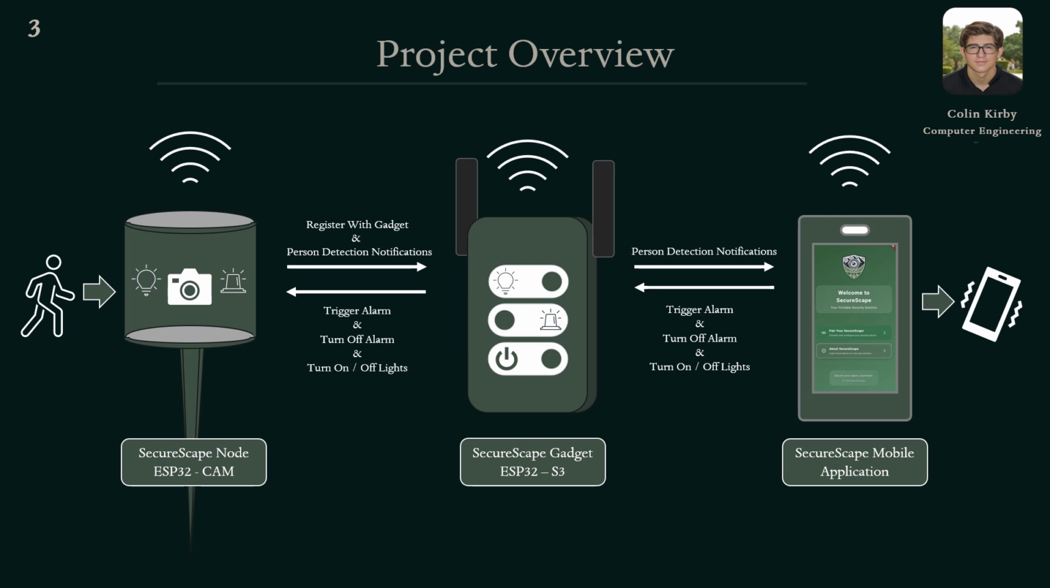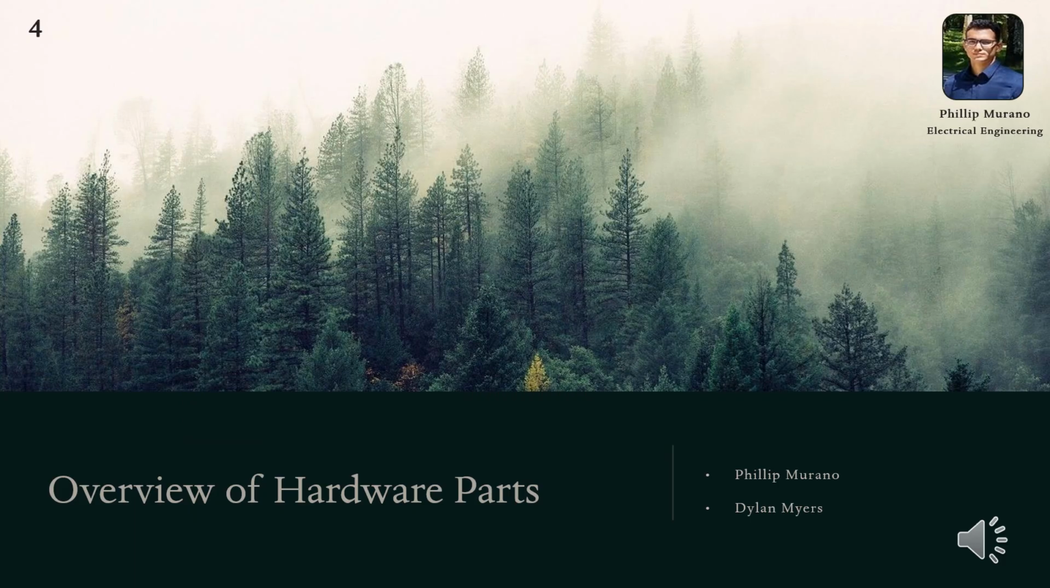And then the node is where most of our active outputs are held, with the alarm and the light. And it's also where motion is detected through the PIR, and then images are captured with the ESP32 cam, then sending messages over HTTP to the gadget, and then that being seen by the mobile app to then trigger the notifications. The next section will be focusing on the hardware, specifically the parts and subsystems, which will be headed by Dylan Myers and myself, Philip Morona.